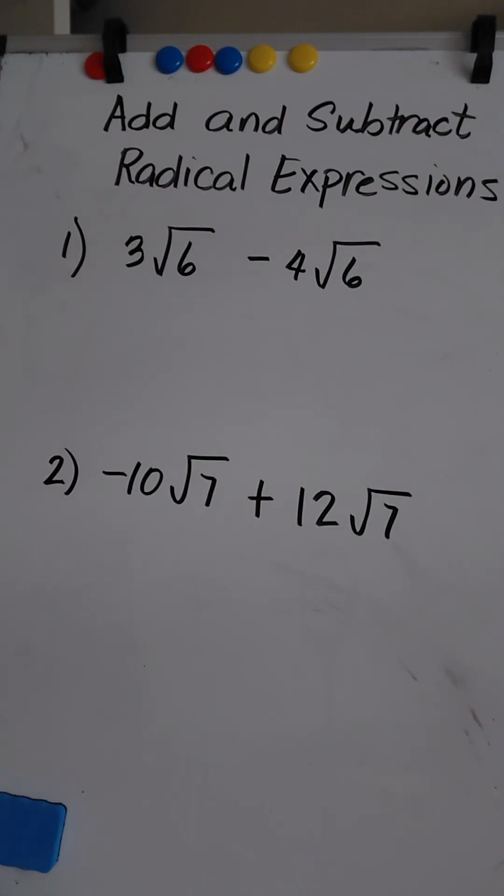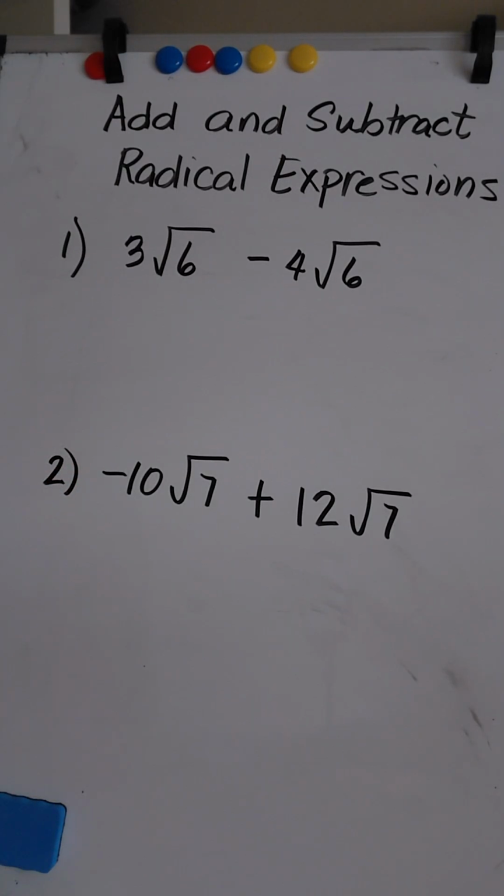Now, take note, our radicands should be the same in adding or subtracting radical expressions. But make sure that our radicand cannot be factored anymore, in which one of the factors is a perfect square. Okay, so those are the considerations that we need to take note of.